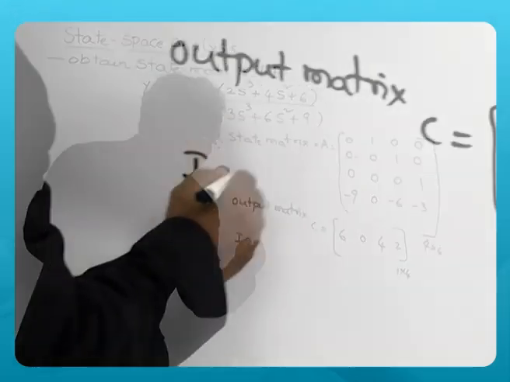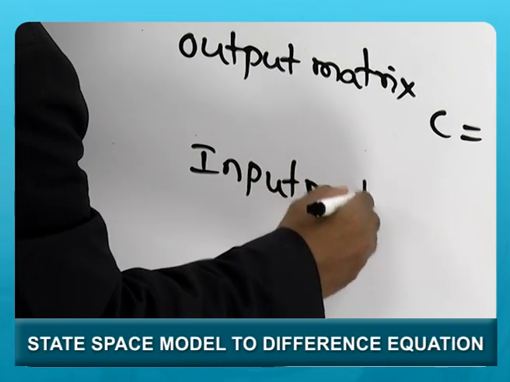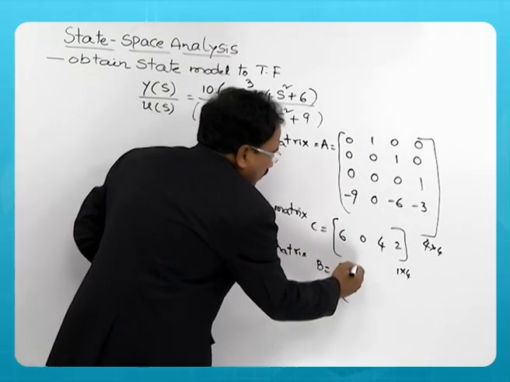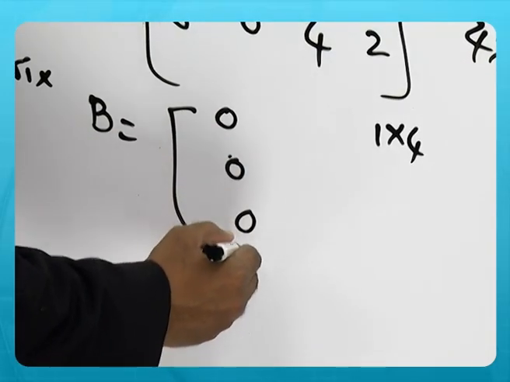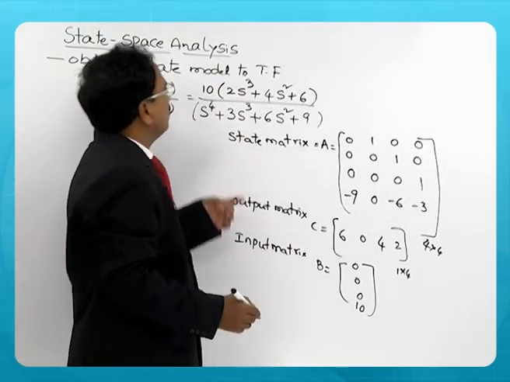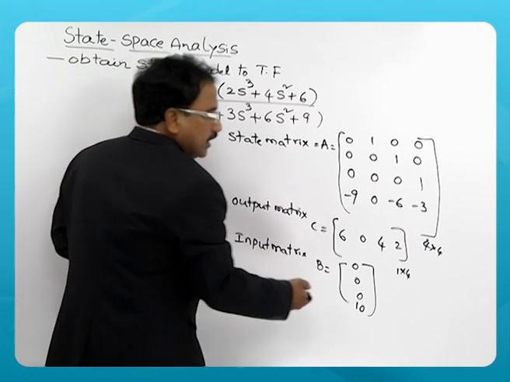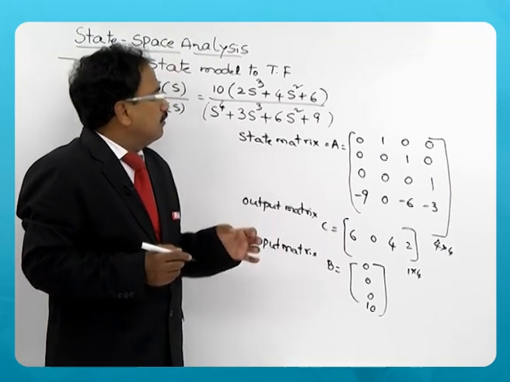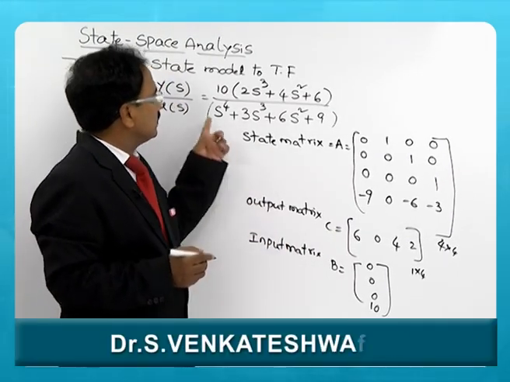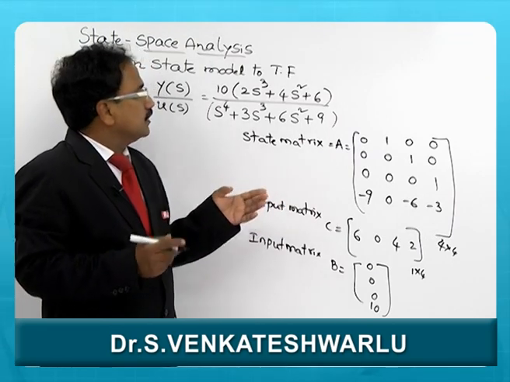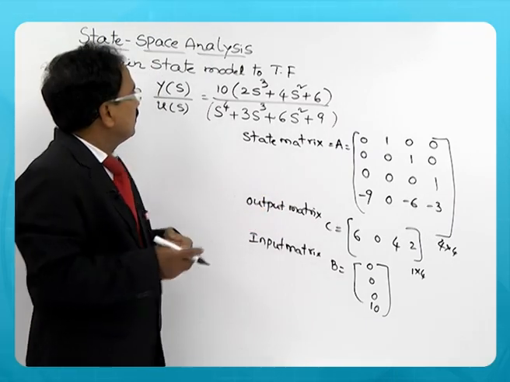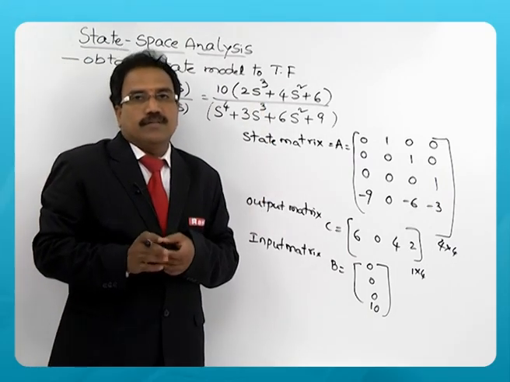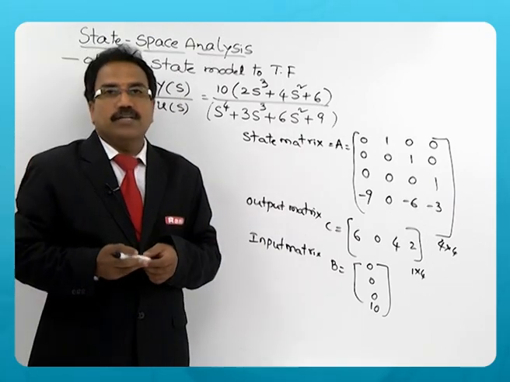And there is an input matrix also. Input matrix is given by B, whose components are 0, 0, 0, and the last is 10. The constant coefficient in the numerator can be taken as 10 in the B matrix. So this is the way you can form the state matrix by seeing the denominator with the coefficients of opposite sign, and for the output matrix, numerator coefficients with same sign. The state model can be obtained using this.